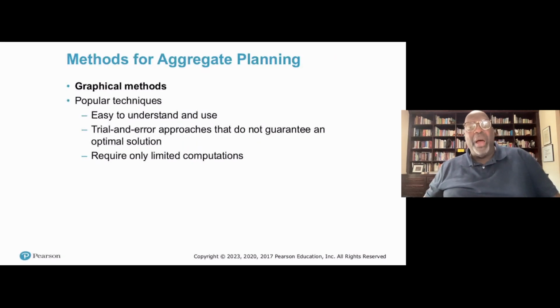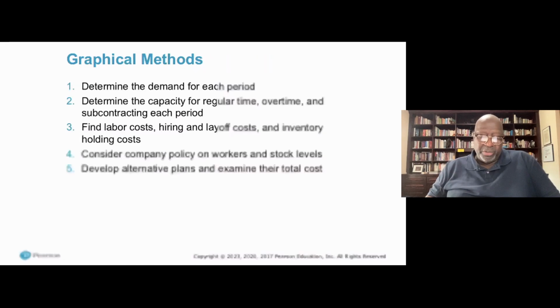All right. So in our last lecture, we ended up talking about a number of options that we can use to develop an aggregate plan, but typically the mixed approach tends to give us better performance. So let's look at some methods for aggregate planning. There's a graphical method, which is a popular technique. It's easy to understand and to use, and then you could use some trial and error approaches. They do not guarantee that you get the optimal solution, but they only require some limited computations, all right?